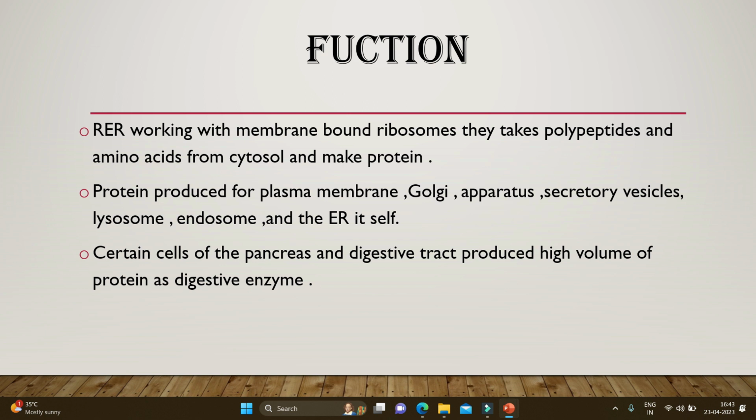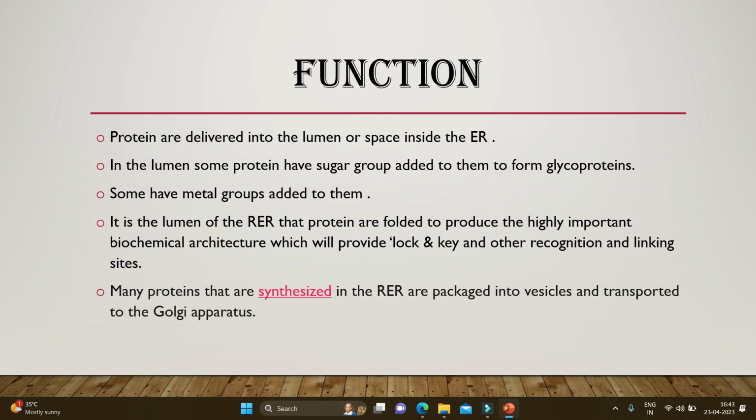Function of rough endoplasmic reticulum. The rough endoplasmic reticulum works with the membrane-bound ribosomes. It takes polypeptides and amino acids from the cytosol and makes proteins. Proteins are produced for the plasma membrane, Golgi apparatus, secretory vesicles, lysosomes, endosomes, and the endoplasmic reticulum itself. Certain cells of the pancreas and digestive tract produce high volumes of protein and digestive enzymes. The proteins are delivered into the lumen, or space inside the endoplasmic reticulum.